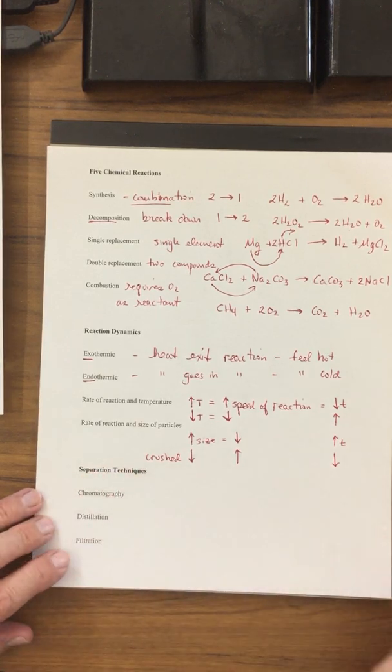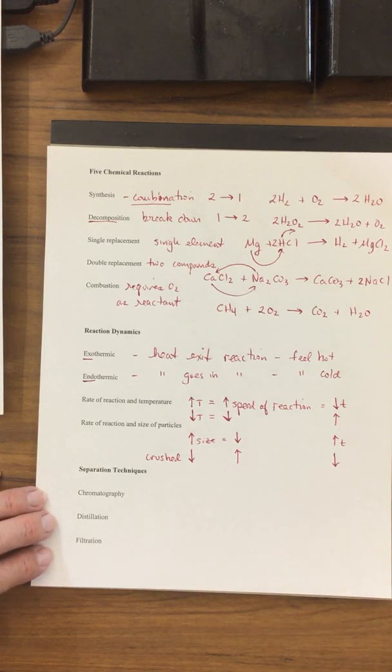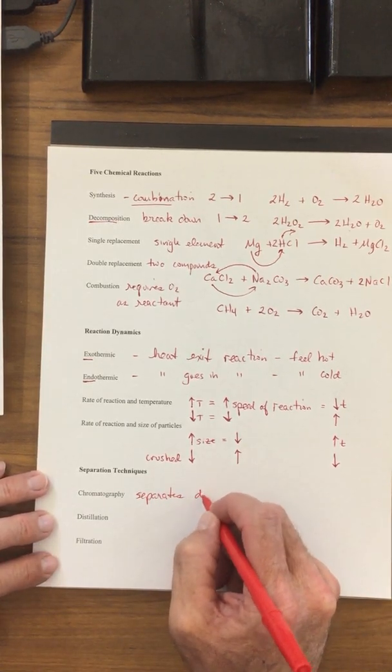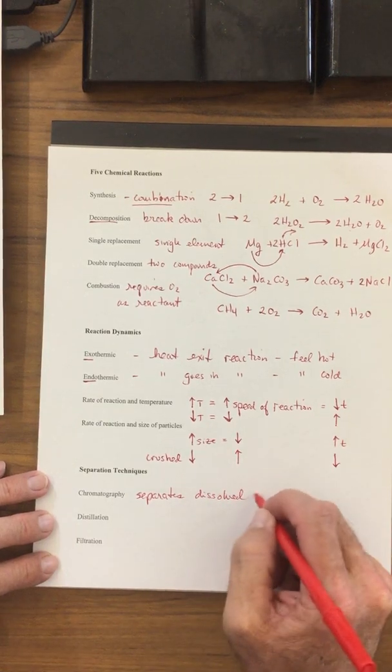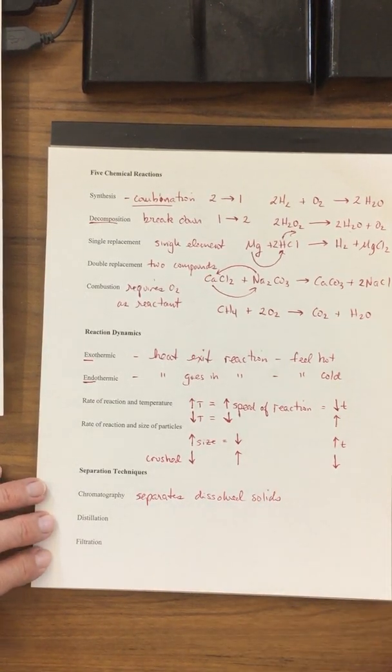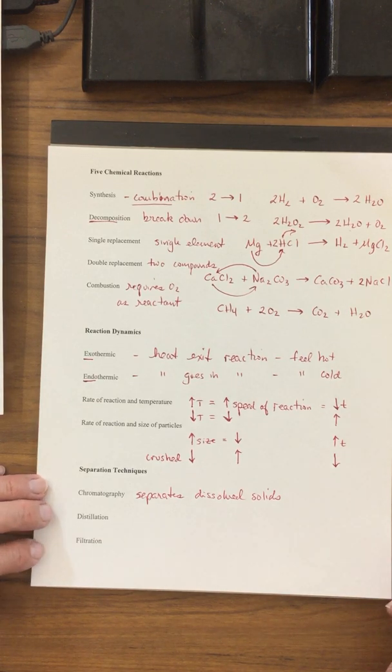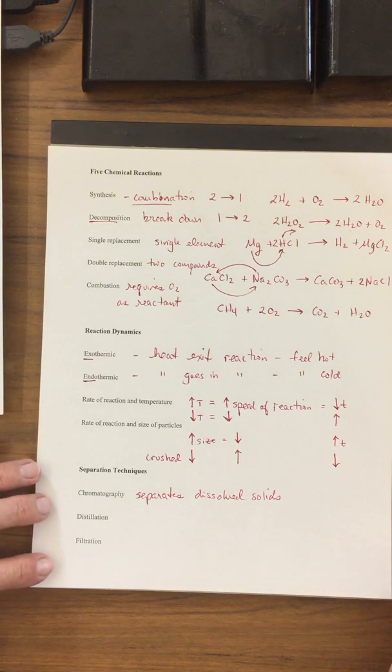We also have these 3 separation techniques that we looked at most recently. We have chromatography, distillation, and filtration. Chromatography, what this does is this separates dissolved solids. And if you remember, this was the colors that we used, or the pigments. And the factors that affect the rate of motion or the movement of those molecules deals with how well it dissolves and what's called the adsorption.